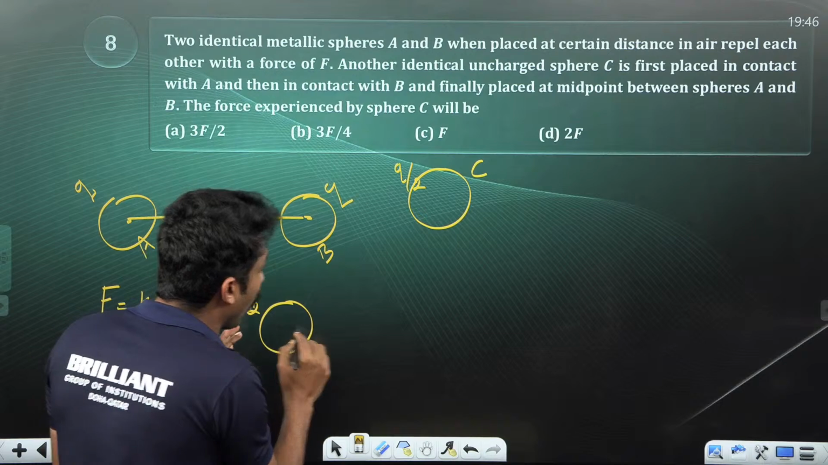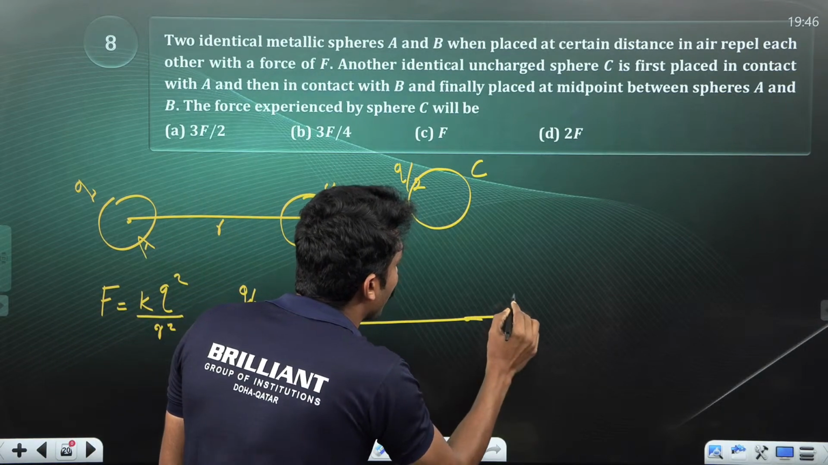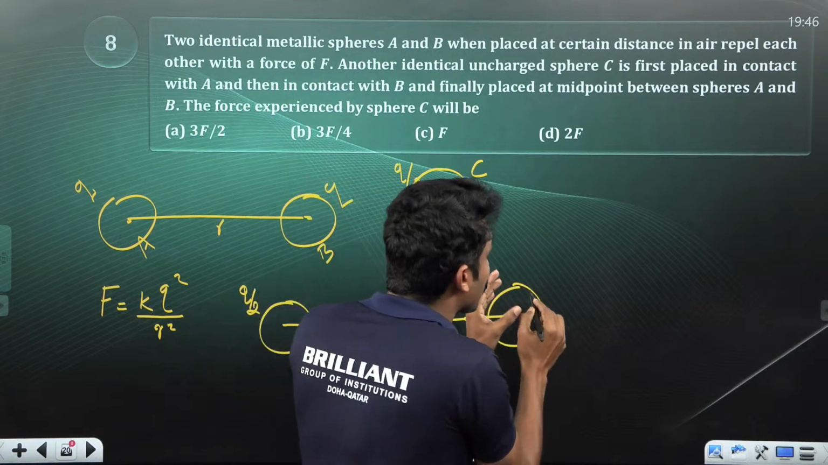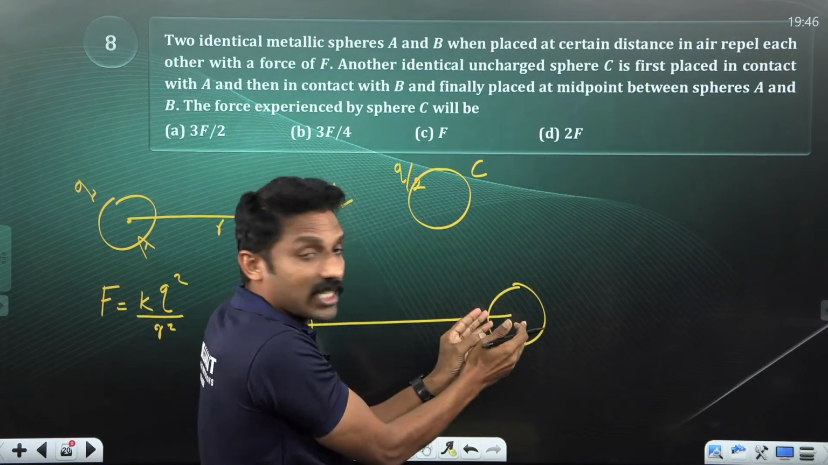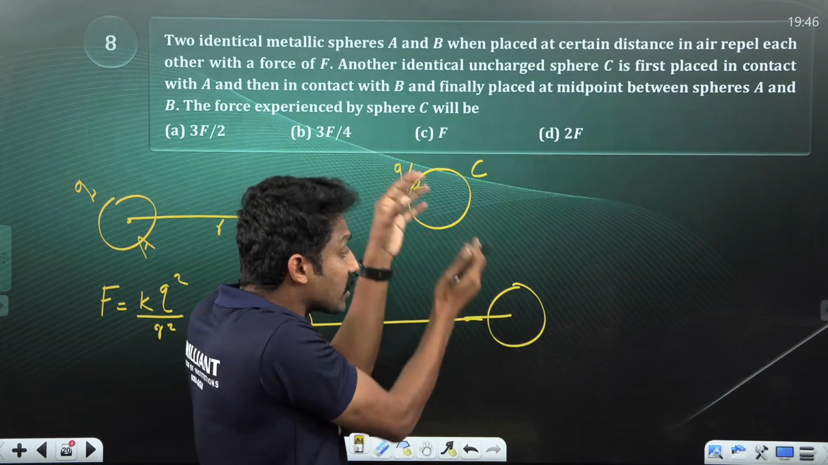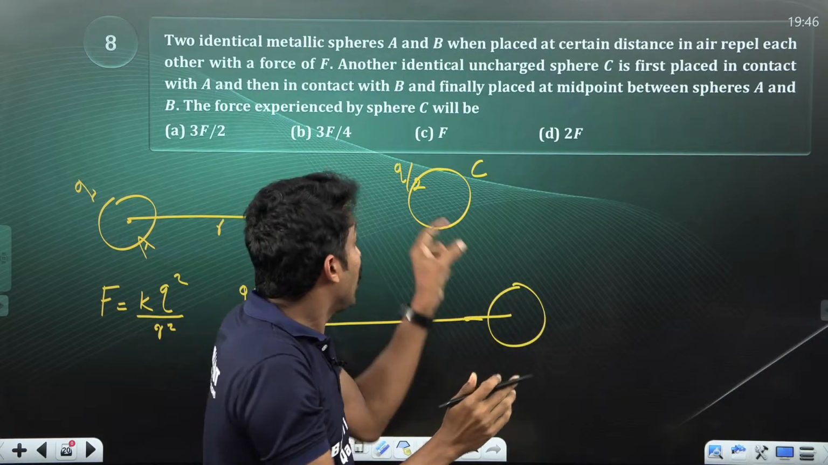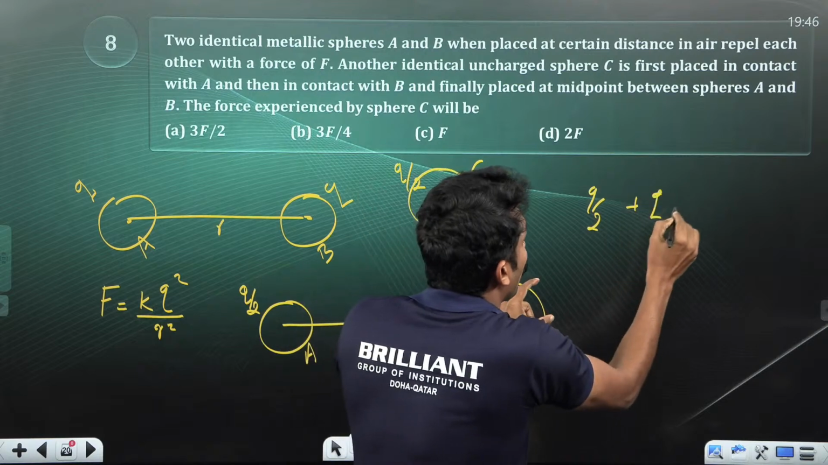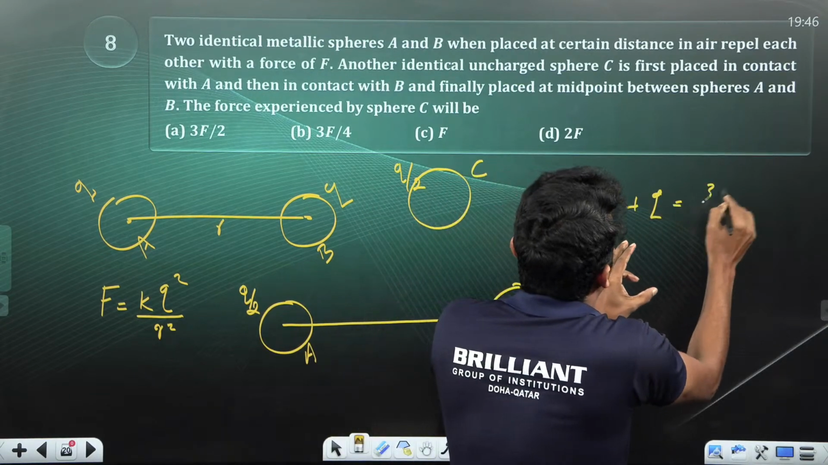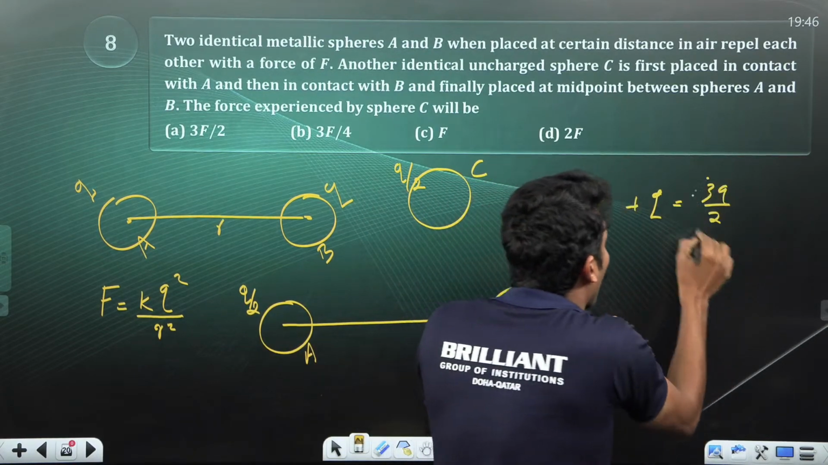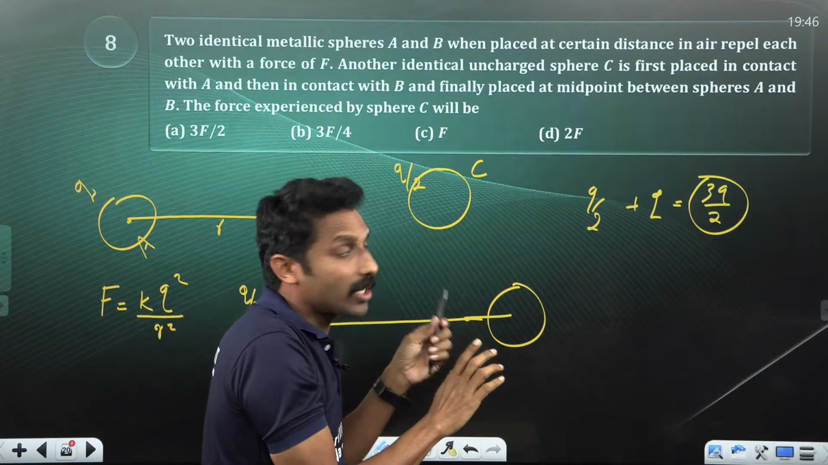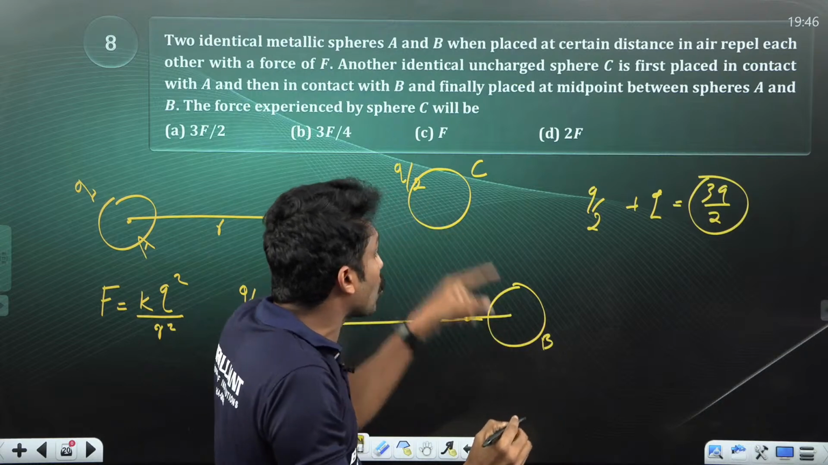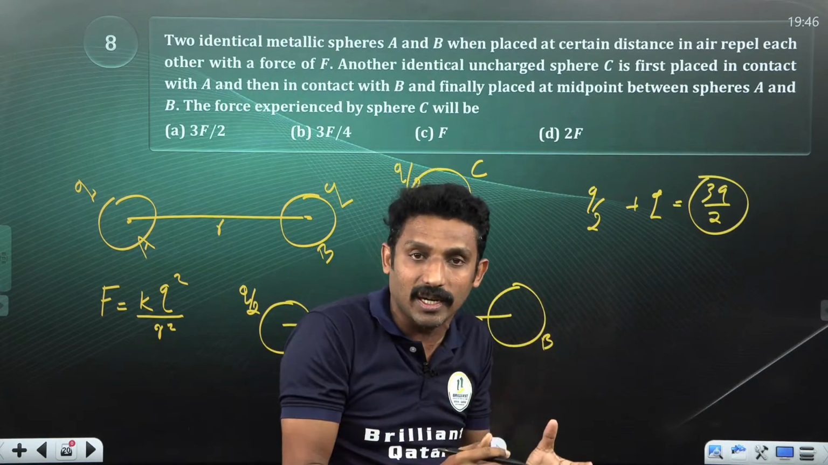You understood? And now at a separation R, there is B. B initially has charge Q, and now A is placed in contact with B. Now the total charge will be shared equally. Already this has charge Q by 2 and B has charge Q, so the total charge is 3Q by 2. This total charge will be equally shared between these two spheres.